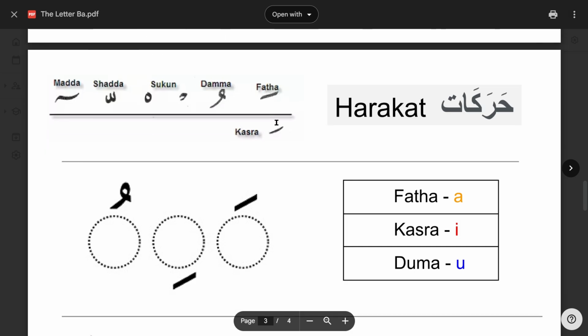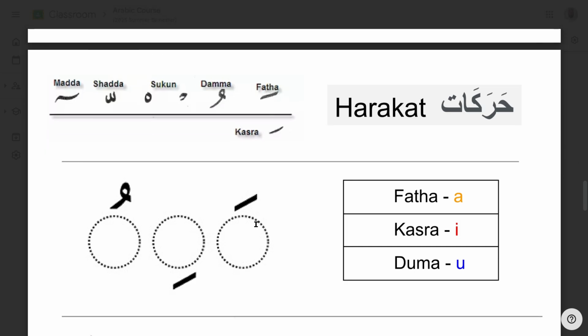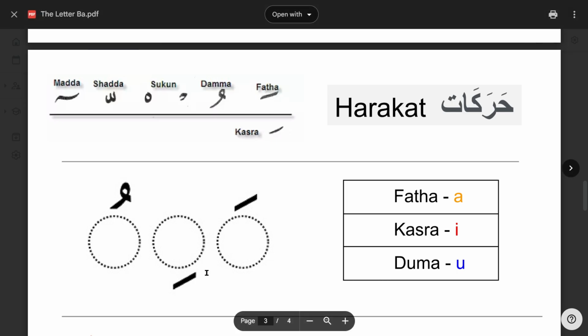For example, this little dash, firstly, this circle right here is as if there's a letter. So if there's a letter here, when there's a dash on top, this is the vowel of A, which is pronounced ah. So whenever there's a dash on top, you're going to add the ah sound. This is called fatha.